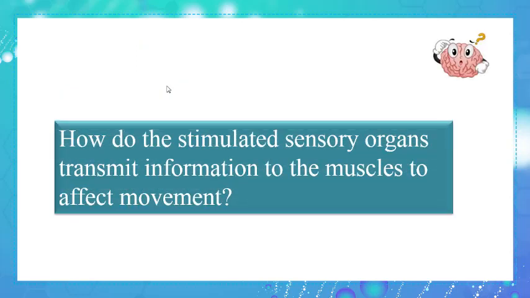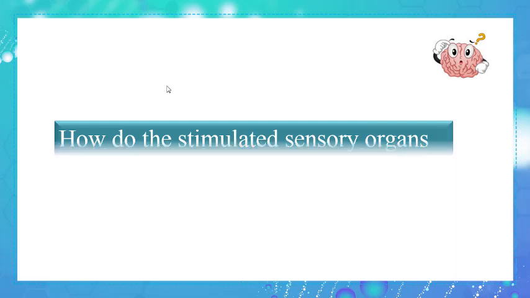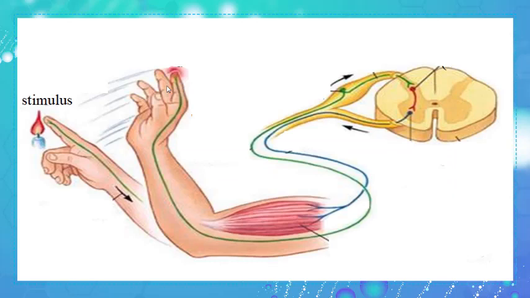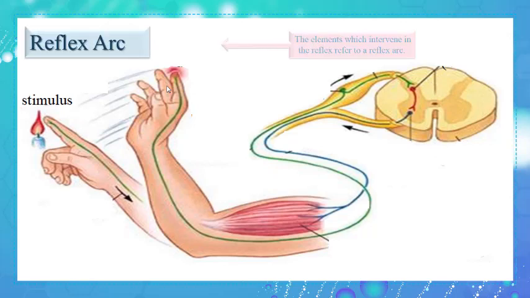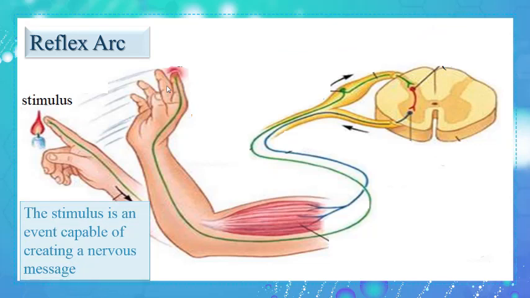So, how do the stimulated sensory organs transmit information to the muscles in order to control movement? Look at the chart of the reflex arc. The elements that intervene in the reflex act refer to a reflex arc. The stimulus is an event capable of creating or initiating a nervous message. Now we look at the elements in the reflex arc.